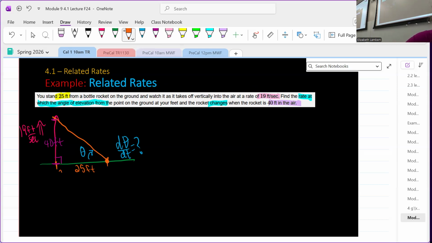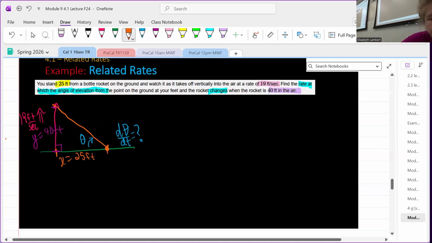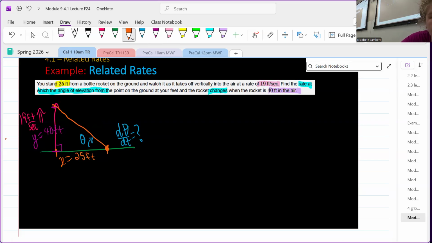I'm just going to be boring and go with X and Y. So I need an equation that relates X, Y, and theta. So what do I know about those three things, X, Y, and theta?